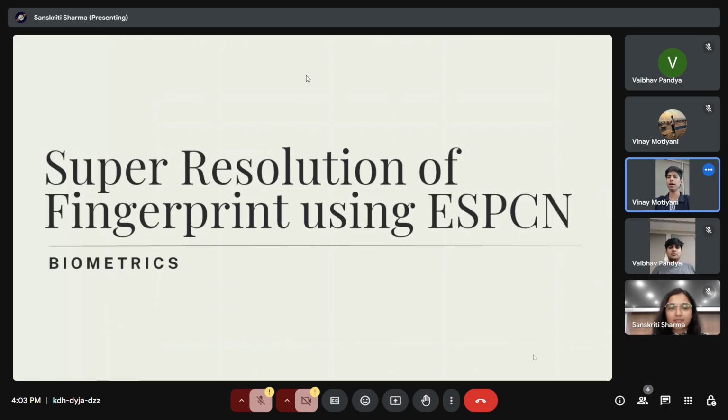Good morning, everyone. My name is Vinay Mutani, and along with my team members Vaibhav Pandya and Sanskriti Sharma, we will be presenting on a topic that sits at the intersection of biometrics and deep learning. Our topic is super resolution of fingerprint using ESPCN.